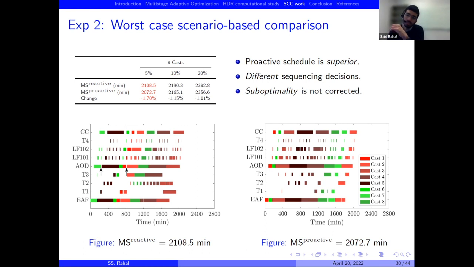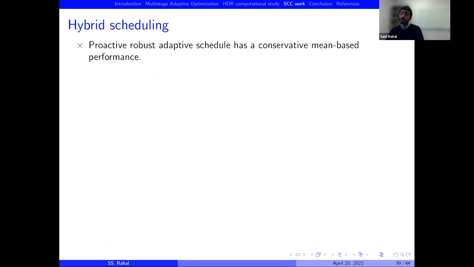But okay, it's not fair to say that deterministic reactive is not favorable, because the matter of fact is that the worst case scenario for all processes will rarely be materialized at the same time. So we are aware of that, and we are aware that the proactive robust schedule has a conservative mean-based performance.